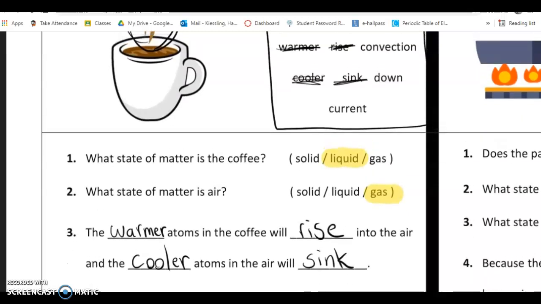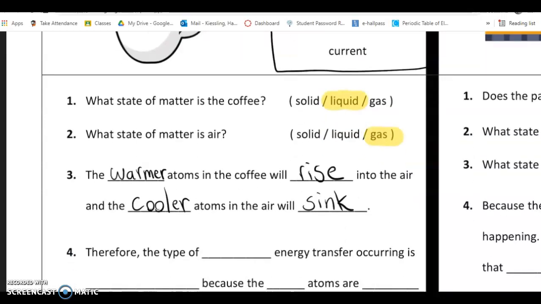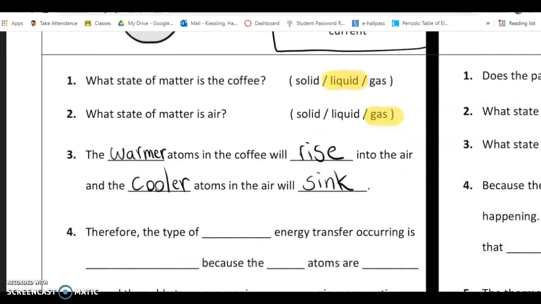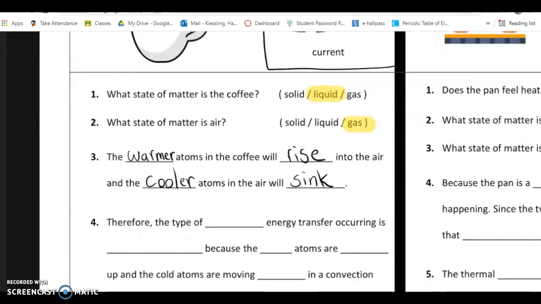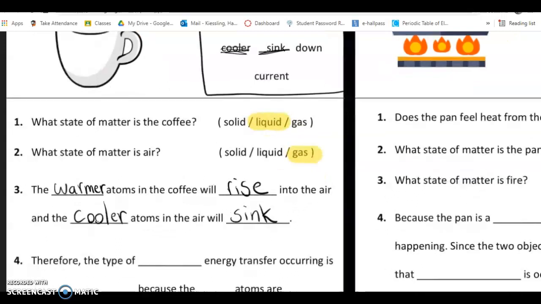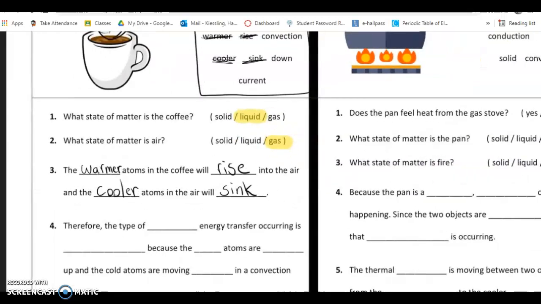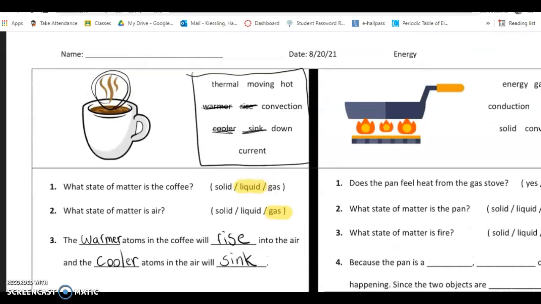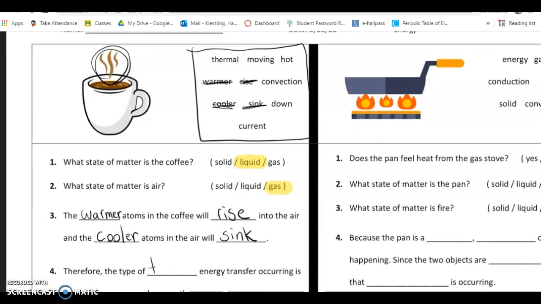Therefore, the type of energy transfer occurring is blank. So first of all, what type of energy are we talking about here? It's in our word bank. Lillian? Yes, so right here, I'm going to make it bigger so we can see our word bank. Okay, so thermal. If you don't know how to spell it, use your word bank. And what do we call the way that thermal energy is moving here? What's the name of it? Ashley? Convection, yes.